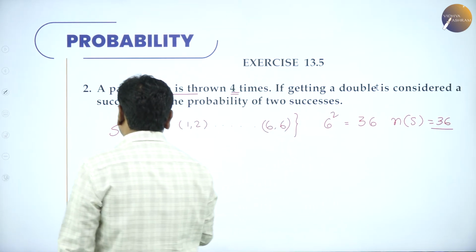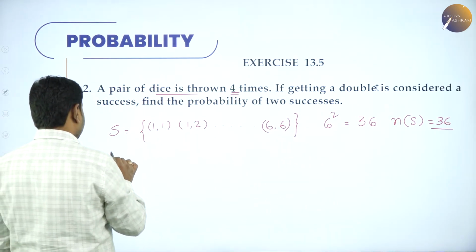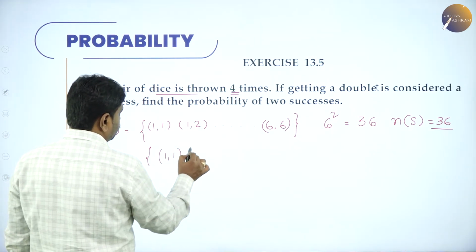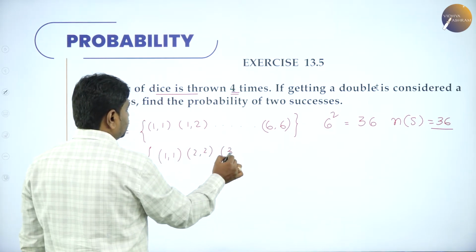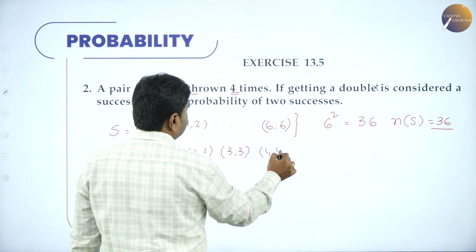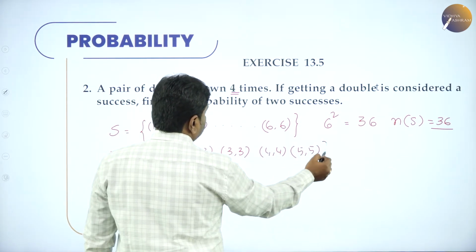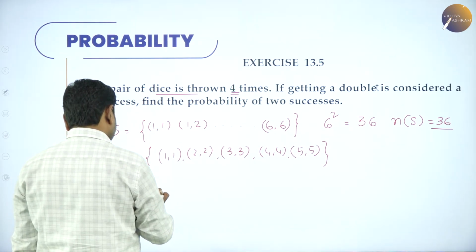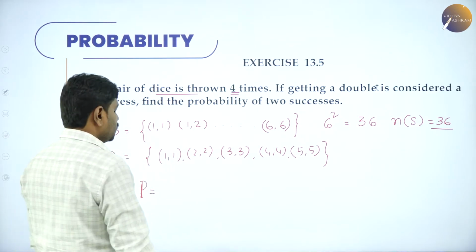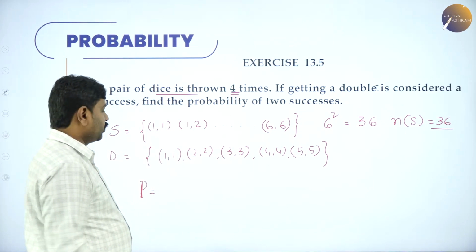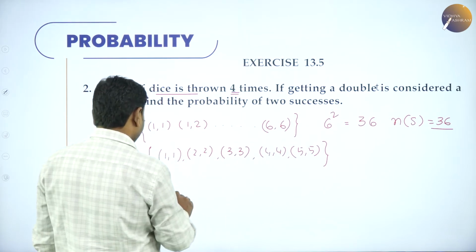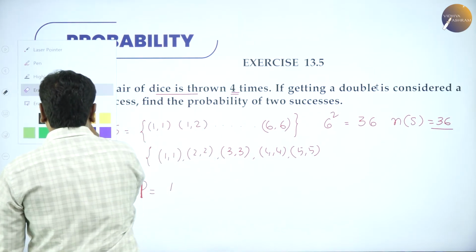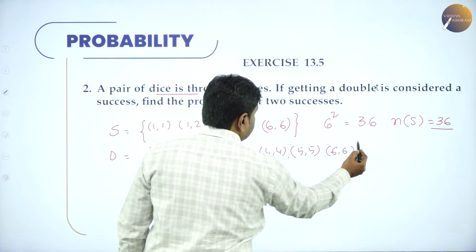Now coming to this doublet. The event is getting a doublet. Doublet means getting 1 1, 2 2, 3 3, 4 4. Both the same is a doublet. If both outputs are the same, it is a doublet. So what is the probability of success? P stands for probability of success, and getting a doublet is success. How many? 1, 2, 3, 4, 5 favorable outputs, or 6 6 also. In a doublet I can also add 6 6. When you roll a pair of dice, you may even get 6 6. 1 1, 2 2, 3 3, 4 4, 5 5, 6 6.